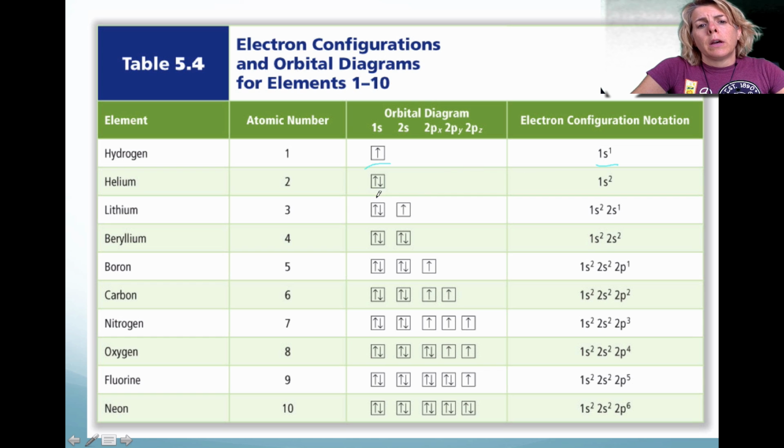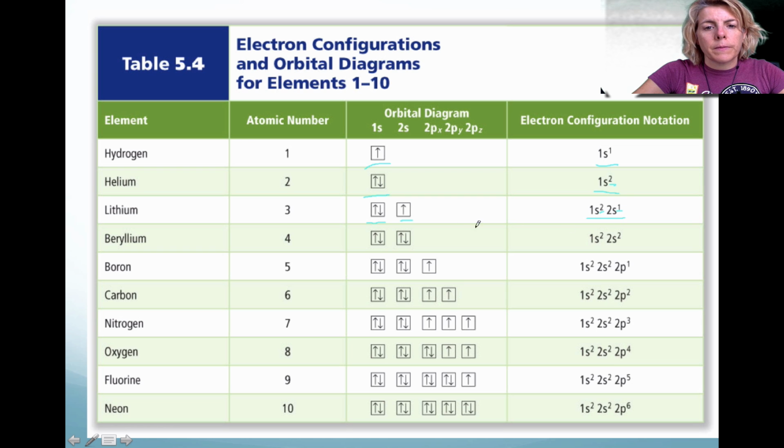Helium has two electrons. Now notice that they're paired up and they're in opposite spins. And as a result of it, we call that 1s2. So the superscript, which is the higher number, represents the number of electrons total in that orbital. Here we have lithium. It has 3 electrons, so it's going to pair up electrons first in the 1s, and then it has 1 left over, so it's going to fill in 1 electron for the s orbital.